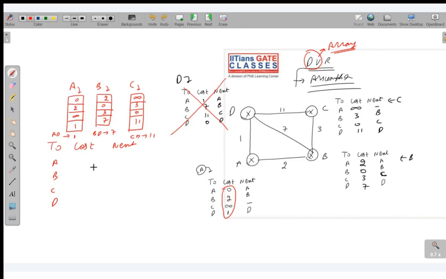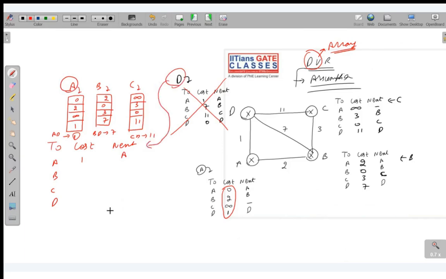Finally, forget about proofs and all. You just add this number to all of these, then calculate. It's as simple as that. So 0 plus 1, that is 1. Now 7 plus 2, that is 9. 11 plus infinity, that is infinity. Which is the smallest value? 1, so you will keep 1. And from where did you get this idea? From A, so you will keep A here. So I'm preparing the distance table for D.